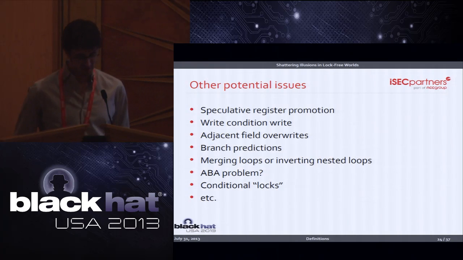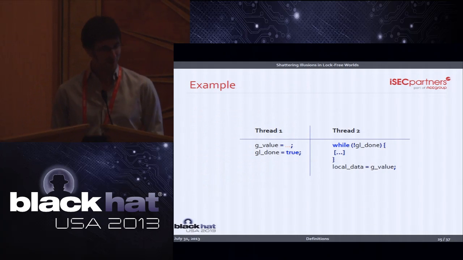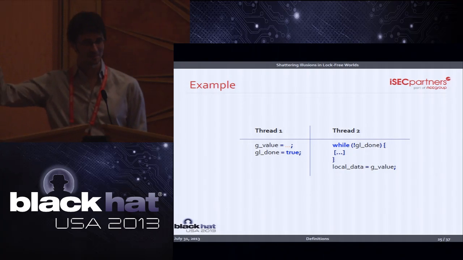Now I'm going to talk about some optimizations the compiler can do, and that can create issues in lock-free code. This slide lists some optimizations that can be bad. I won't talk about them in detail, but I will show some examples. So what can go wrong here? Any idea?